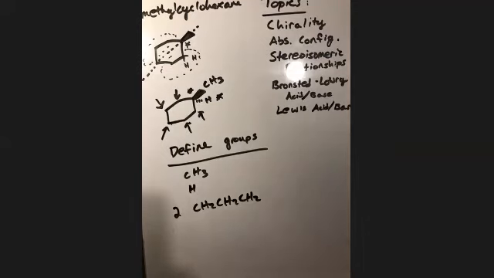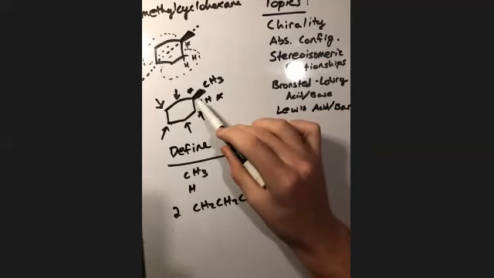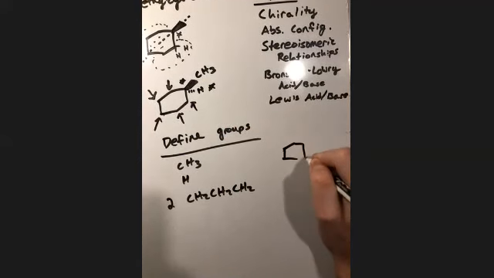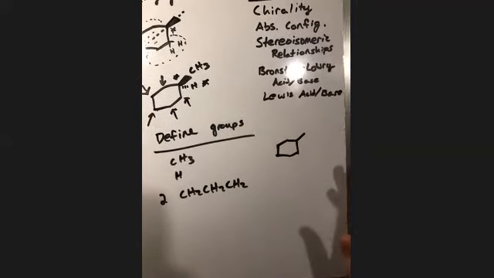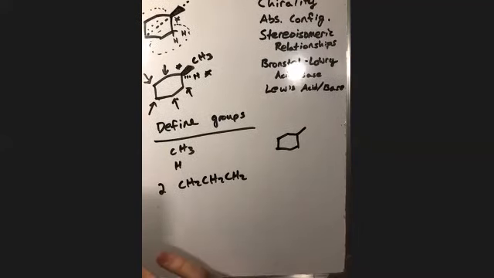That center would not have R or S, which means that you don't have to indicate if it's a wedge or a dash. You just have to make sure the methyl group is there. So this is equally accurate if you just leave it planar, like this. So questions on that? I think that's a good molecule to start with.